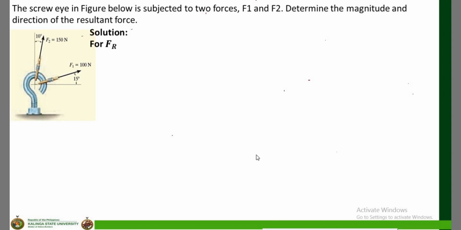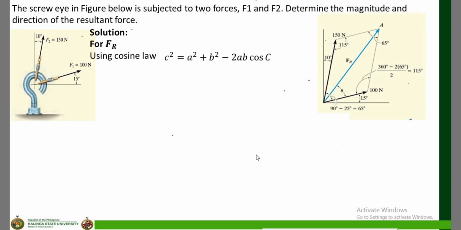And for this one, let's solve for FR. We're going to use the cosine law. This is the trigonometry we learned, the cosine law. Remember the cosine law: c squared is equal to a squared plus b squared minus 2ab cosine C. Why do we use the cosine law? So let's connect that to the triangle law.